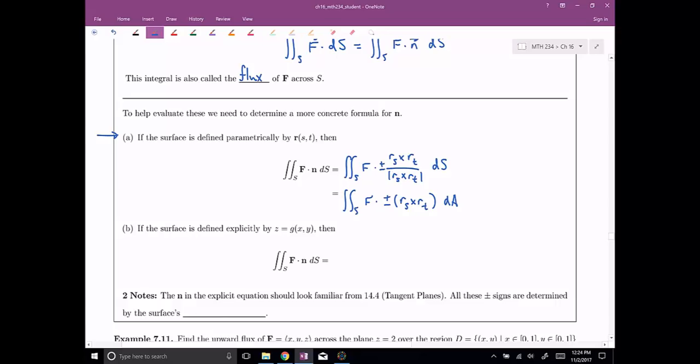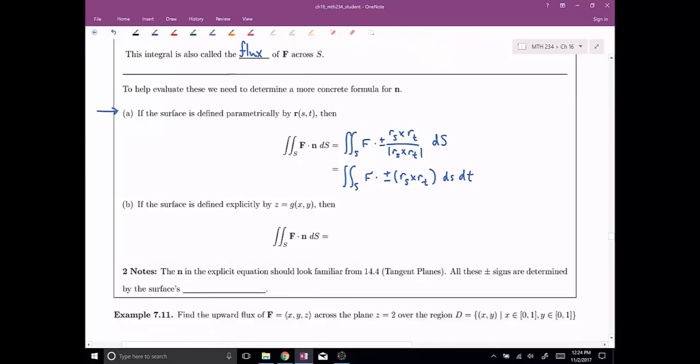Wait, no, sorry, I misspoke there. Our variables here are s's and t's. So this dA is going to be really like a ds dt in this case. Let me write that, that'll just be more clear. So I'm going to do ds dt. There we go. Because again, our surface is given to us parametrically, so r depends on s's and t's.